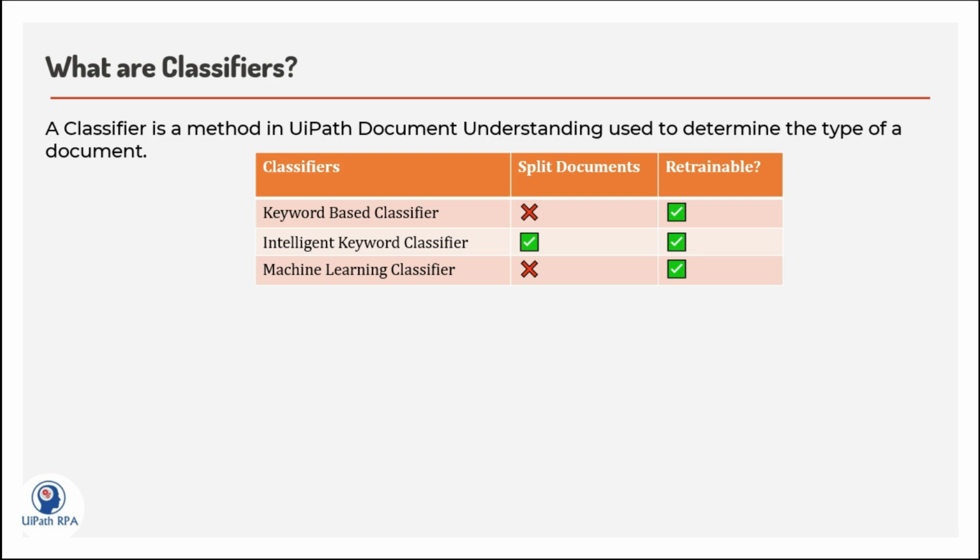Now you can see here that there are two columns apart from the classifier: split document and retrainable. So if you use a keyword based classifier, you will not be able to split the documents. Only the intelligent keyword classifier has the capability to split the documents.